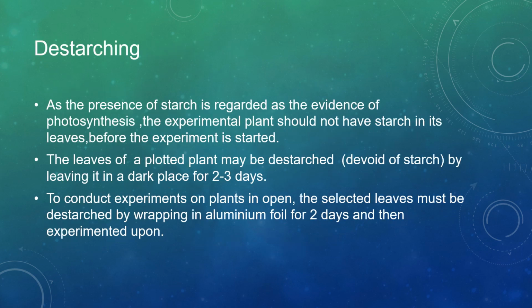Now let us first discuss what is destarching. As we all know, the presence of starch is regarded as the evidence of photosynthesis. So what does that mean? If photosynthesis has happened in a plant, there will be starch present in the plant. So the experimental plant should not have starch in the leaves before the experiment is started. So what can we do?